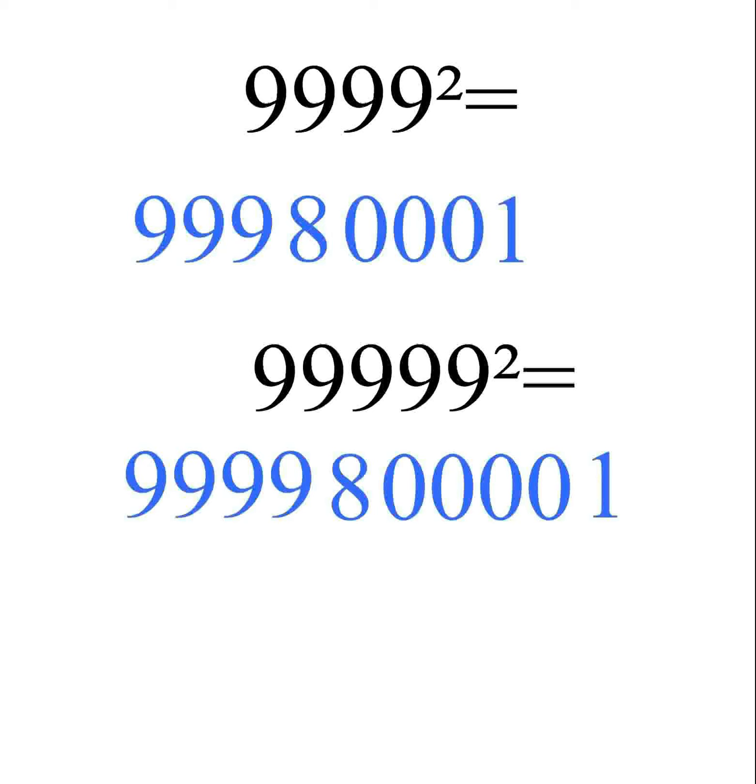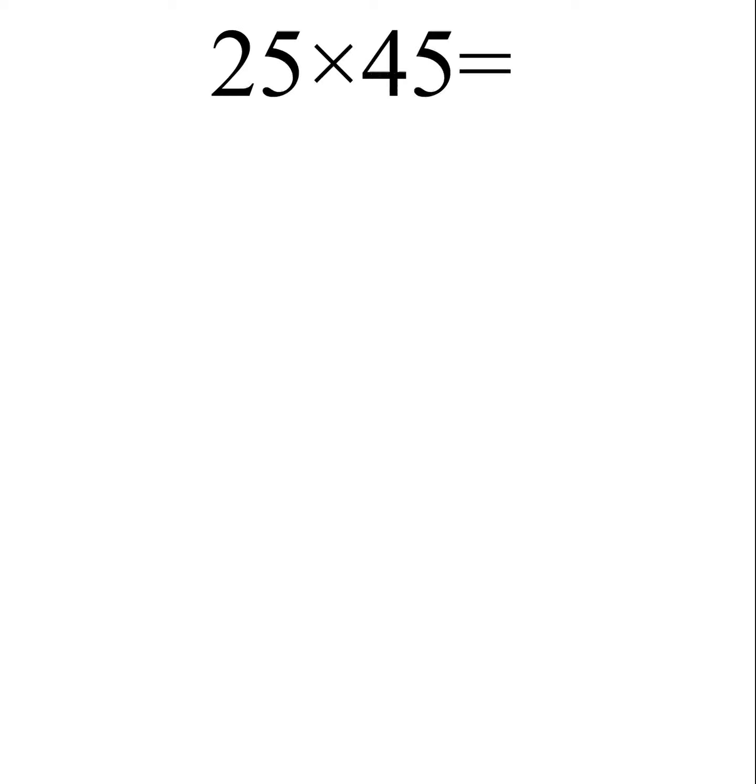Okay, let's go to our next technique, which is multiplying two numbers ending in 5, like these. Let's multiply 25 into 45. Here, we first multiply 5 into 5, which is 25, and we write it down here.